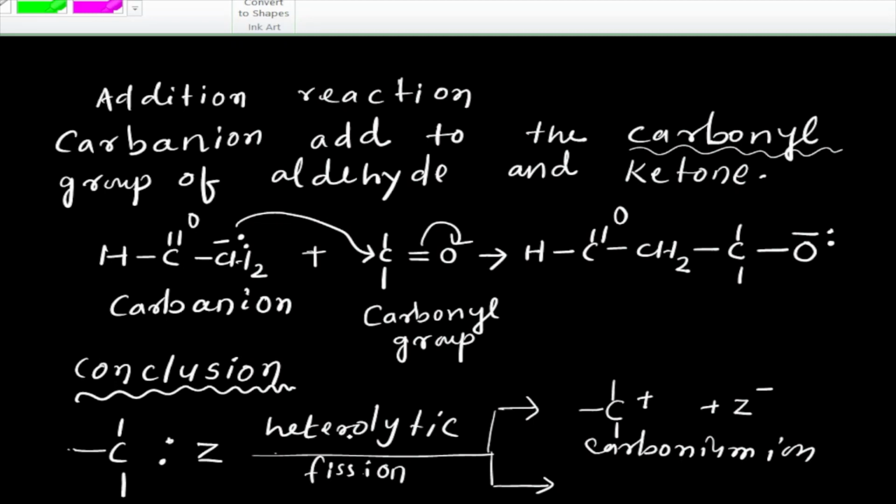Then we come to the conclusion, comparing carbonium and carbanion. You know, carbonium and carbanion are both produced by heterolytic fission. When there is a pair of electrons and Z is more electronegative than carbon, then C plus and Z minus are produced, and C plus is called the carbonium ion. It has a sextet of electrons, that is 6 electrons, so it has a positive charge, and it also acts as an active intermediate.